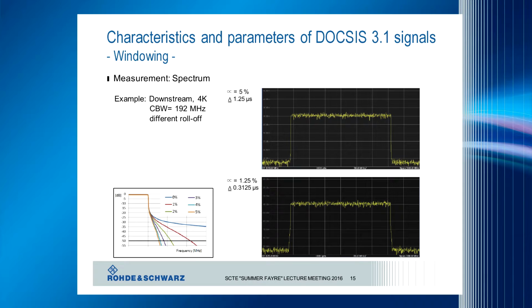In this example, I did two measurements. On top, you can see the spectrum with a high roll-off filtering. You can see the sharp edges, and the spectrum here is very steep. Below, I have reduced the filtering, and here it's not so clear, but you can see, of course, the spectrum is slightly wider. So, to show you the effect of the filtering.